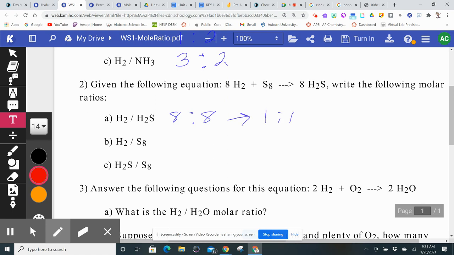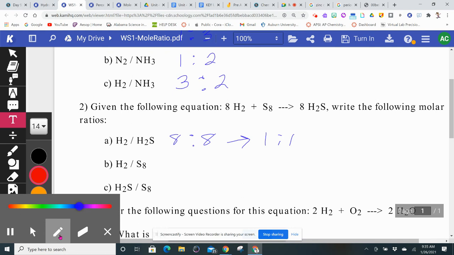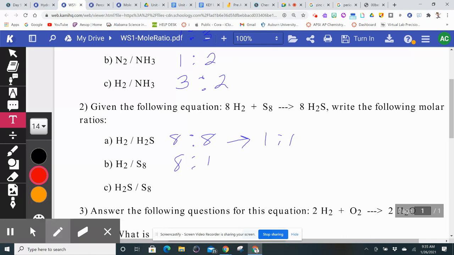What do we get for B again? We got 1 to 2. Yeah, 1 to 2. All right, so B on the second one. What's that going to be? 8 to 1. And C? 8 to 1.